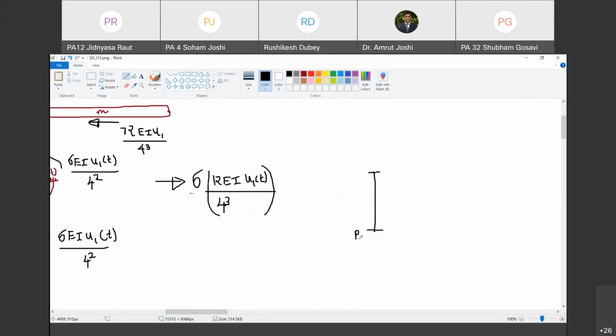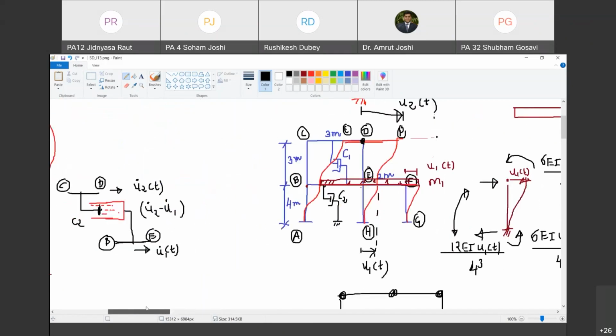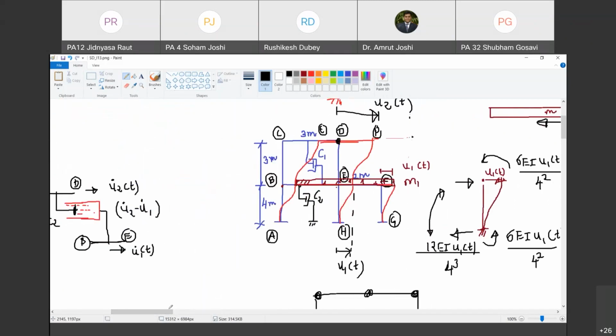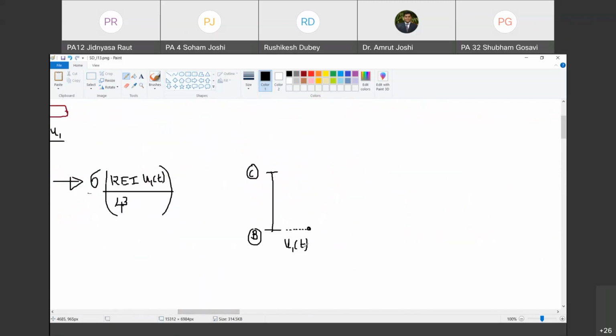So this is B and this is C. Happy? Yes, sir. At a given instant of time, B would have moved by u1 of t. Are you with me? Yes, sir. u1 of t occurs at B, so it would have moved towards right by u1 of t. I assume that u1 of t is towards right, positive, and similarly u2 of t is also positive, so this C would have moved somewhere here. Are you with me? Sir.